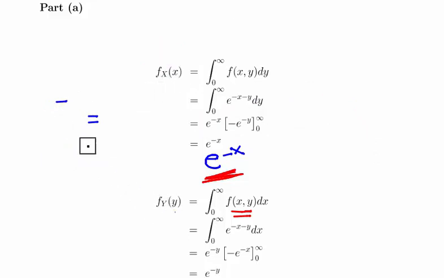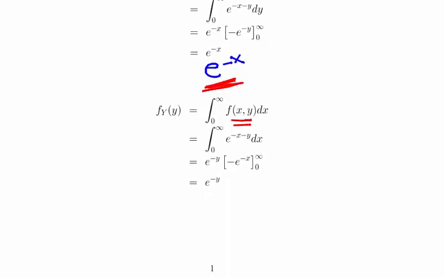Now, working the same way, we're applying the exact same logic to finding the marginal PDF of y. Essentially, we're just swapping x and y, or swapping the importance of x and y. So e to the minus y is treated as a constant. We're integrating e to the minus x with respect to x, and we get minus e to the minus x. The limits there are infinity and 0 again, so it just works out the same way.